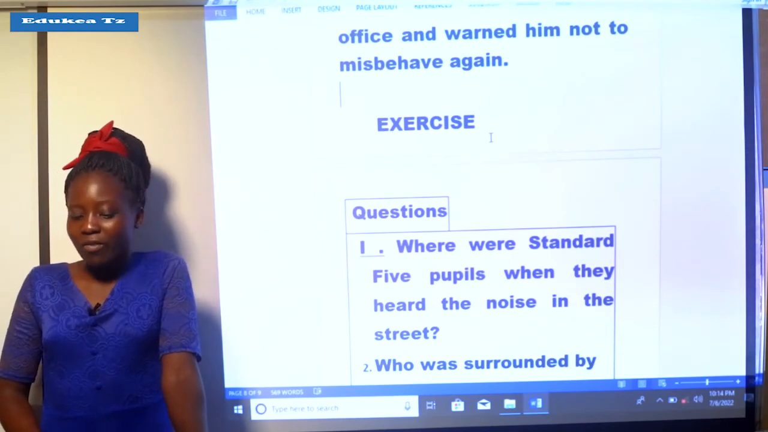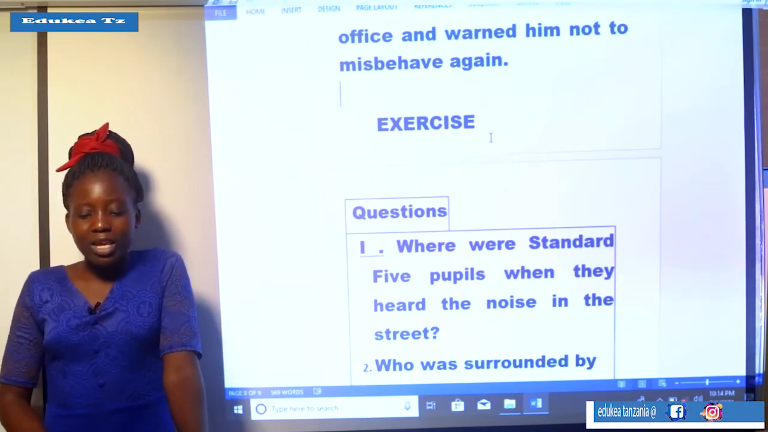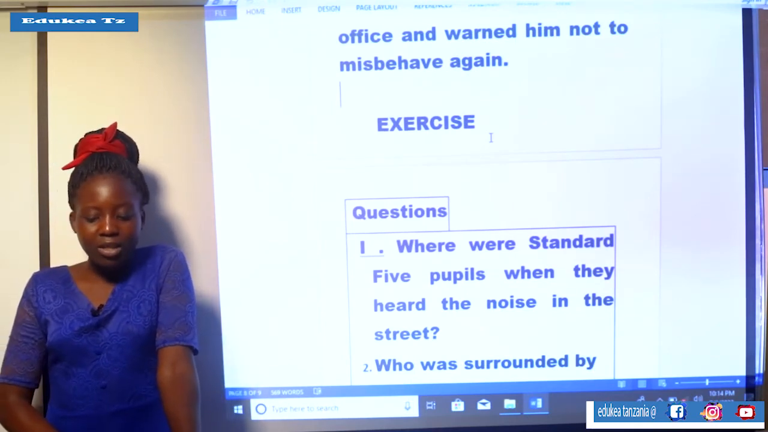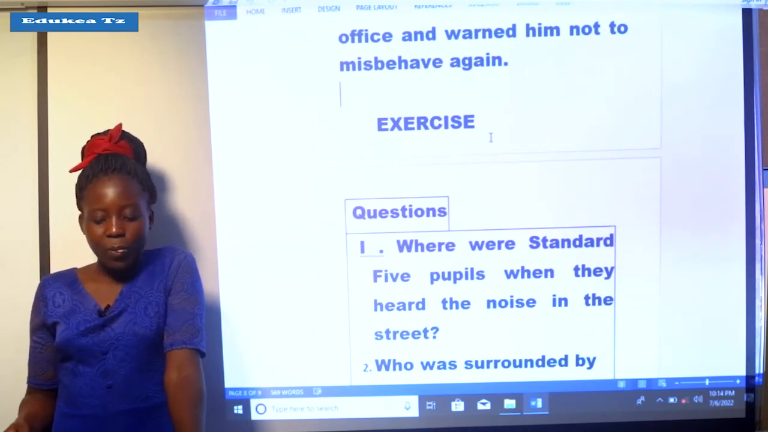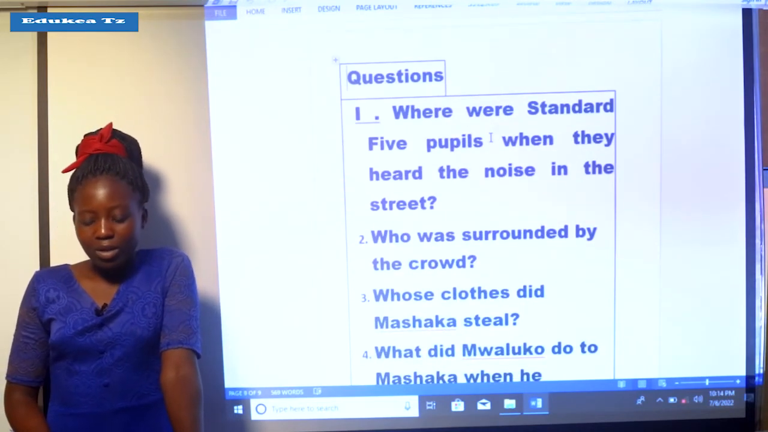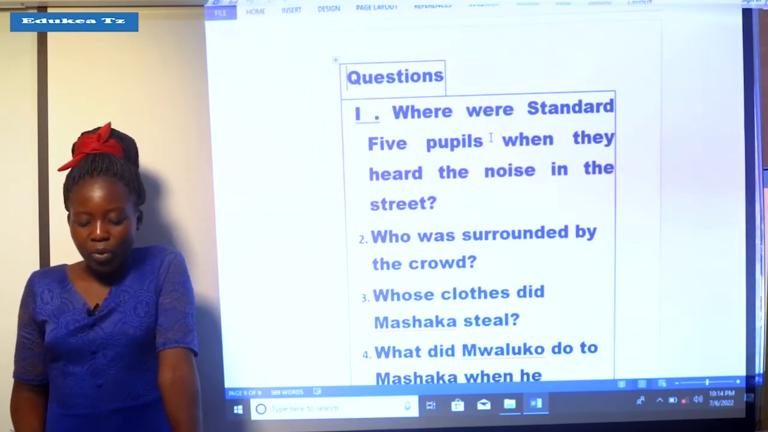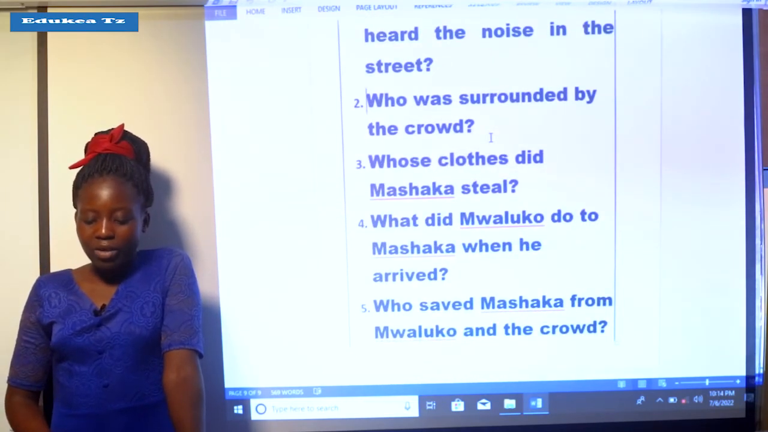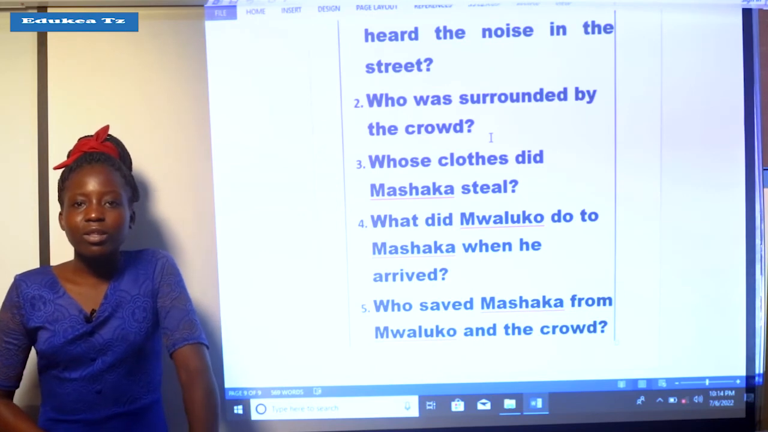that he should stop his misbehavior. After looking at the story about Mwaluko and the little thief, let us see an exercise here which will mark the end of our lesson for today. The first question says, where were standard 5 pupils when they heard the noise in the street? Question number 2. Who was surrounded by the crowd? Number 3. Whose clothes did Mashaka steal? Question number 4. What did Mwaluko do to Mashaka when he arrived? Question number 5. Who saved Mashaka from Mwaluko and the crowd?